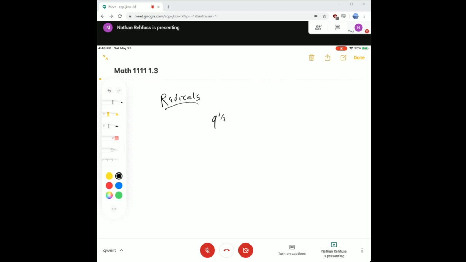Well, I'm going to try to use a rule I already know to work this out. I know that if I square this expression, this is the same as 9 to the power of 1/2 times 2. That's the nesting rule. So that's 9, because 1/2 times 2 is 1, so this is 9 to the 1, which is 9. So 9 to the 1/2 is the number where if I square it, I get 9.